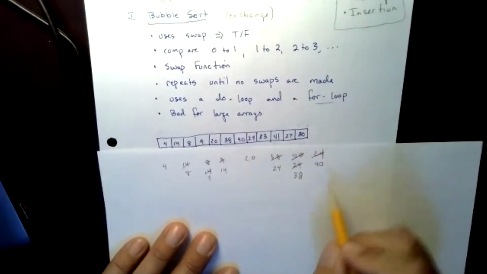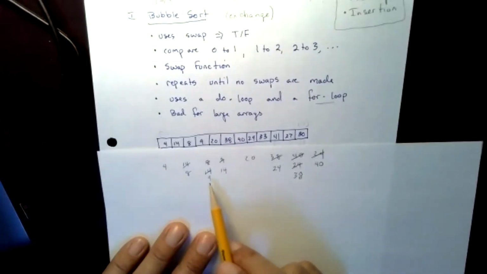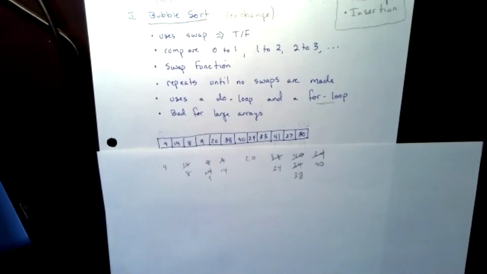And no, since I did a swap, I go through again. 4, 8, 9, 14, 20, 24. Do all those side-by-side comparisons and pow, it's all good.